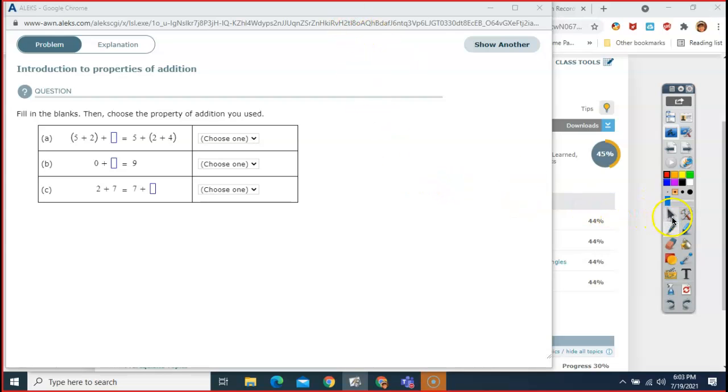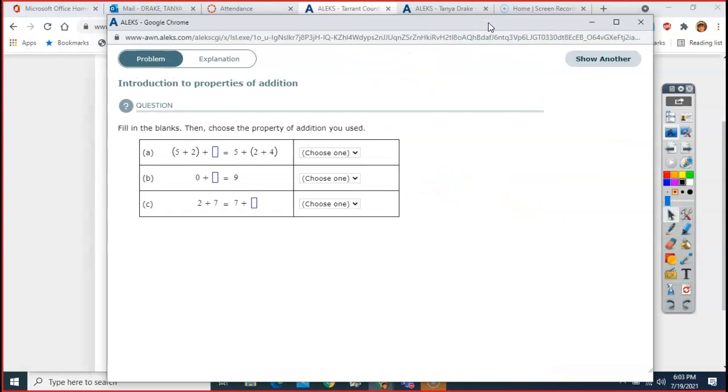Okay, so this is one of those situations where you've got to know the definition of these properties. Right here, this is a situation where the parentheses change. The numbers are the same, so this is 5, 2, and a blank. And over here we see 5, 2, 4. I need to put a 4 there. Then the only thing that's different is that in the first section the parentheses are on 5, 2, and on the other side of the equal sign, the parentheses are on 2, 4.